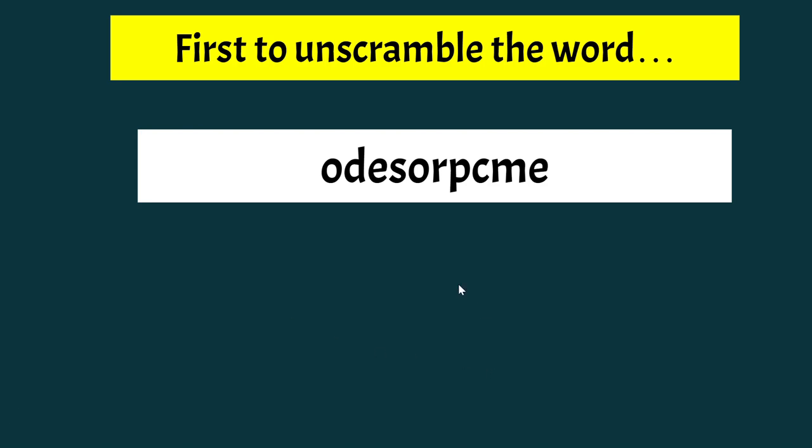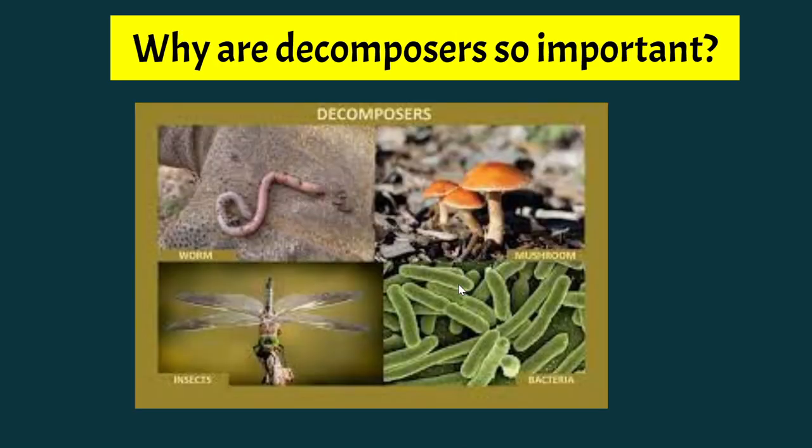And I gave everybody a hint that it starts with the D. It was decomposer, and decomposers are super important because they break down dead plants and animals. And of course, when they break down those dead plants and animals, there are components to that matter that get released into the soil. You already know that decomposers break down dead plants and animals and release carbon into the soil and carbon into the atmosphere.